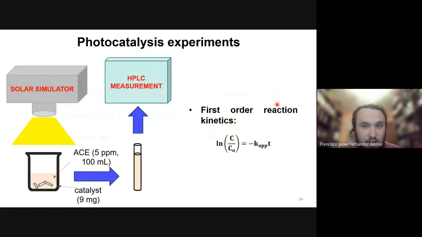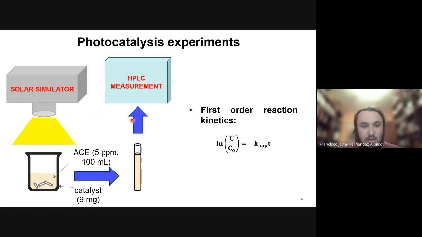So we performed some photocatalytic experiments. For that, as I told before, we used acetaminophen as a proof of concept, and we prepared a dissolution, 5 parts per million. I took 100 milliliters of that solution and introduced 9 milligrams of our catalyst. We illuminated the sample with a solar simulator, and we took several samples in order to measure the content of acetaminophen with time.